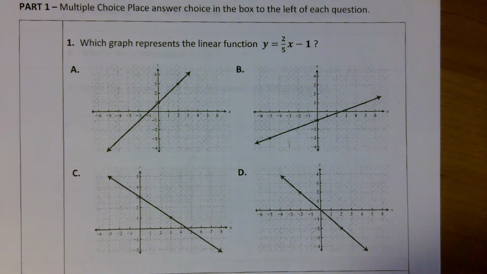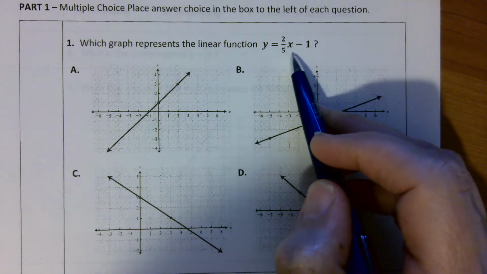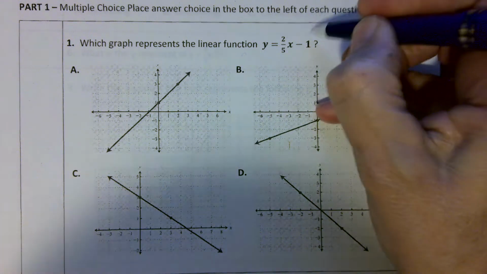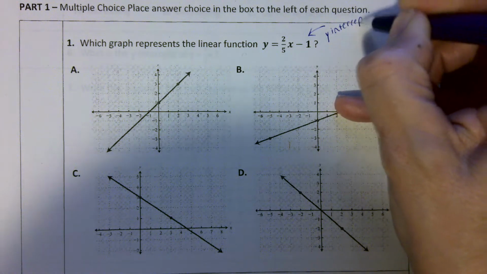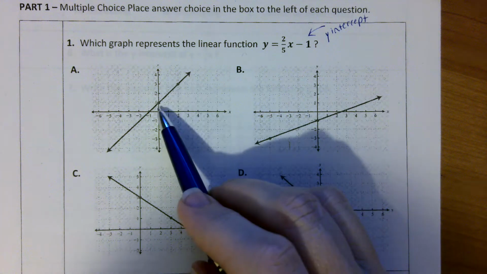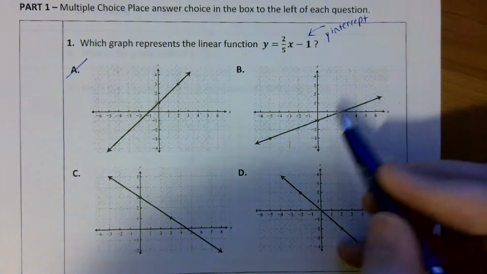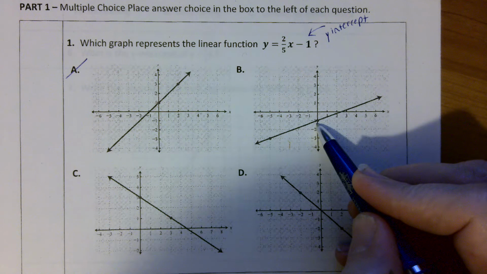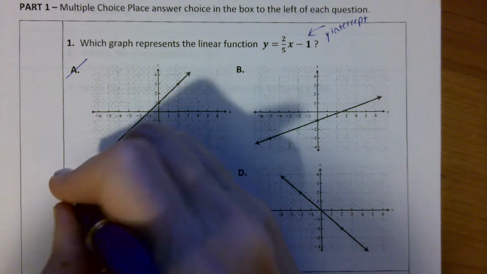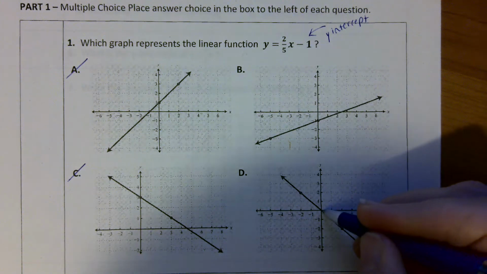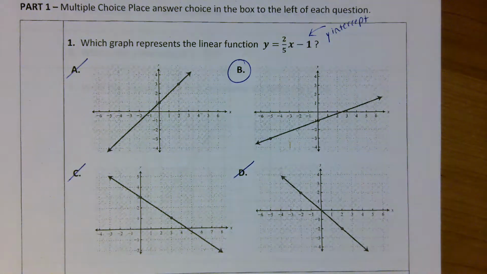So which graph represents a linear function y equals 2/5 x minus 1? Remember, my constant is the y-intercept. So I take a look and I say, okay, that does not cross at -1. That's out. This crosses at -1, so it's still a possibility. This crosses at 3, so that's out. And this crosses at 0, so that's out. So the only one left is B.